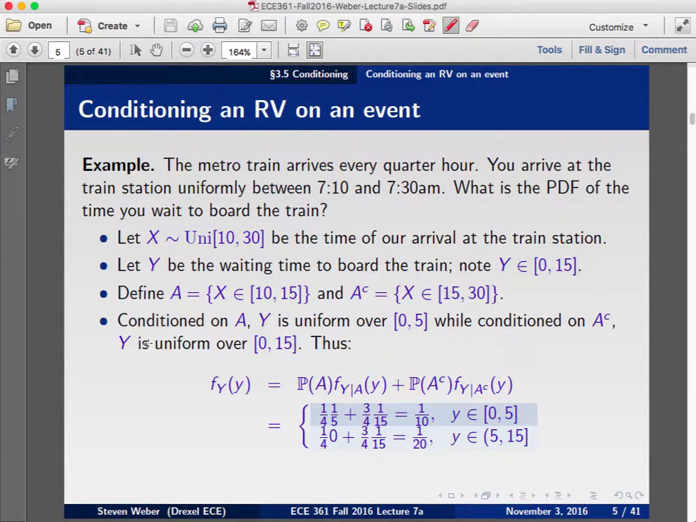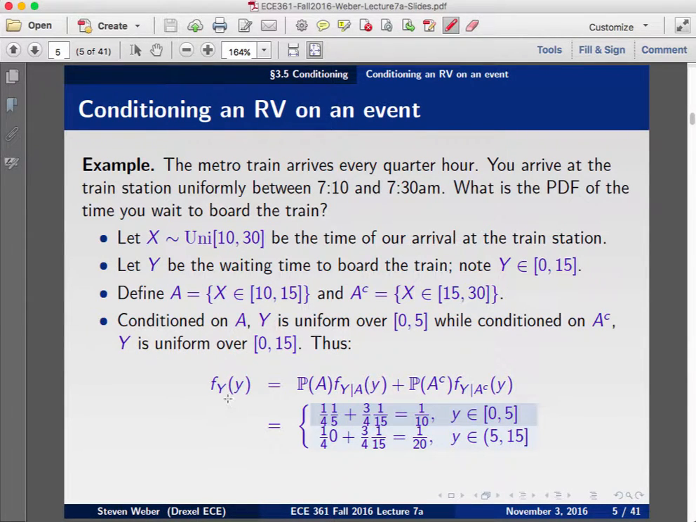So now we want to say conditioned on A, meaning conditioned on arriving between 10 and 15 minutes after the hour, we know that Y, the time to wait for the train, is going to be uniform over 0 to 5 minutes. Conditioned instead on A complement, namely arriving between 15 and 30 minutes after the hour, the waiting time is itself going to be uniform over 0 to 15 minutes.